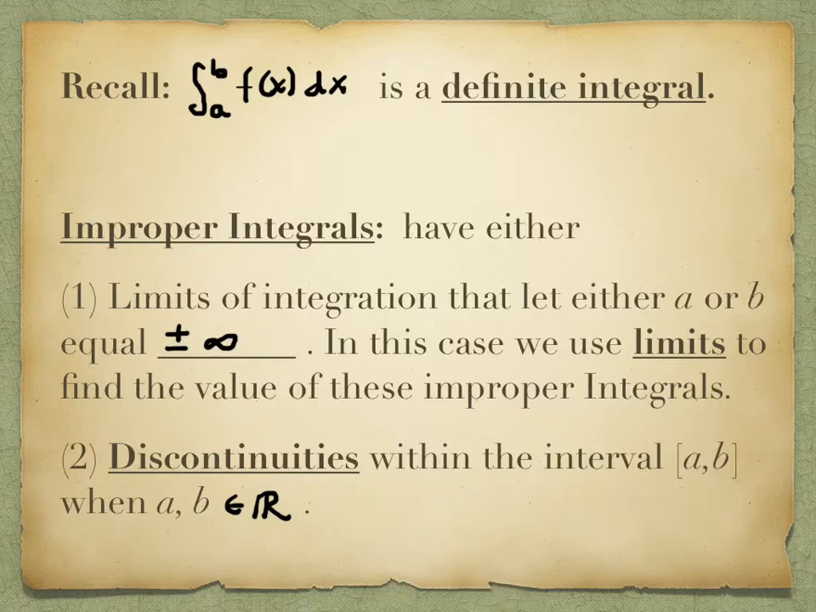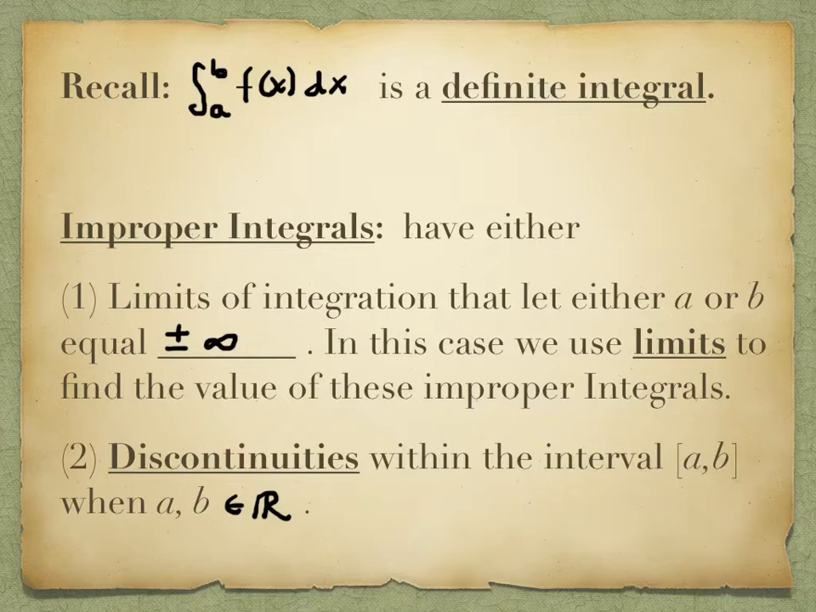And if we don't have the a and the b in there, we call it an indefinite integral. What we're talking about in this section are improper integrals. And improper integrals have one of two things happening. The first thing they may have is either a positive or a negative infinity, or both, in place of where the a and the b are. So they don't have an a or a b in one of those locations, maybe both. They have an infinity. Okay? If that's the case, we use limits in order to find the value of these improper integrals. And we just talked in the last section about how we use limits. So that's going to be a helpful feature to remember here.